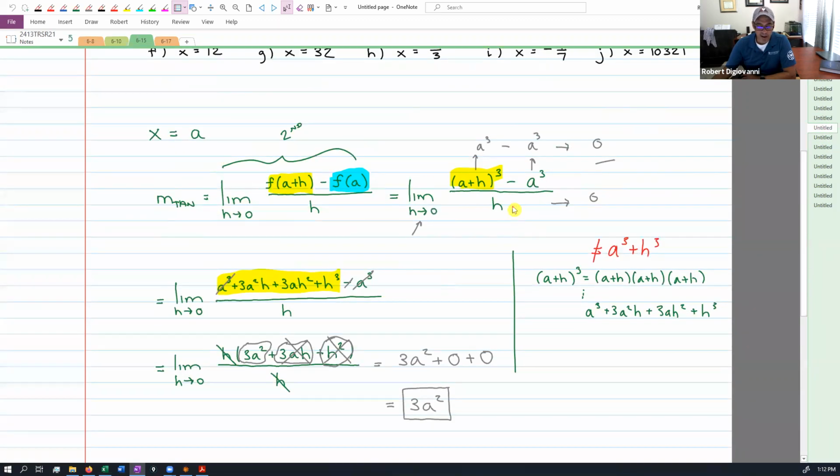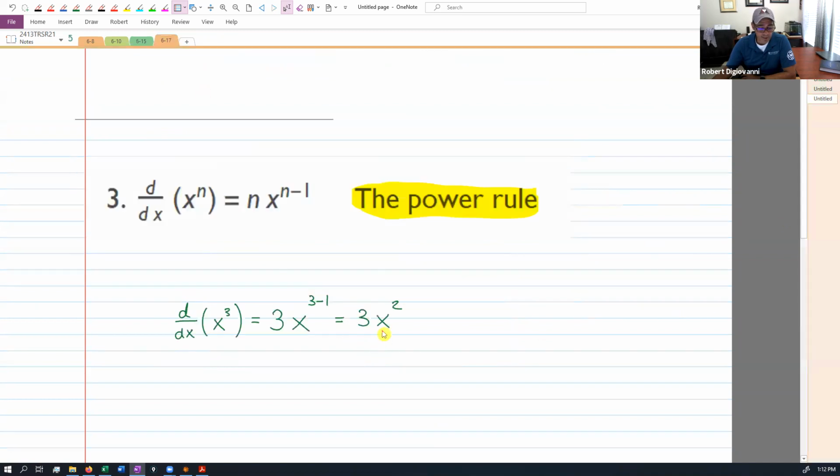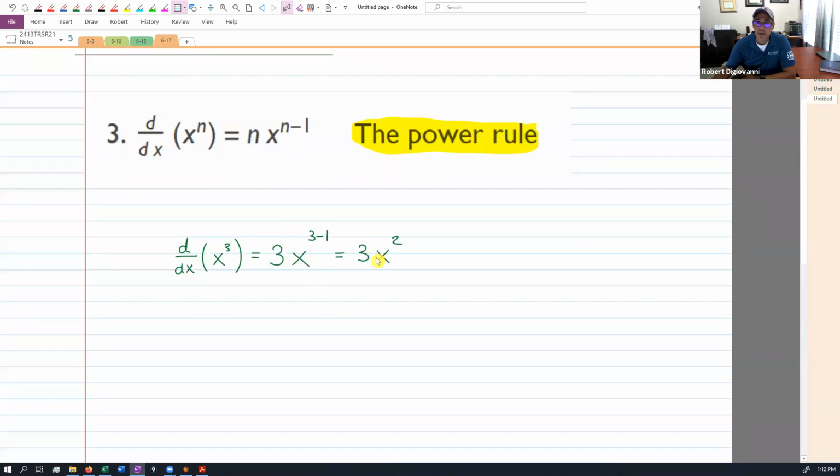But you see all the work we had to do, right? We do all that work to get to 3a squared. Now, today, I'm telling you, you don't have to do all that work. All you have to do is the power rule. Very nice. Let's do another one, just as an example.